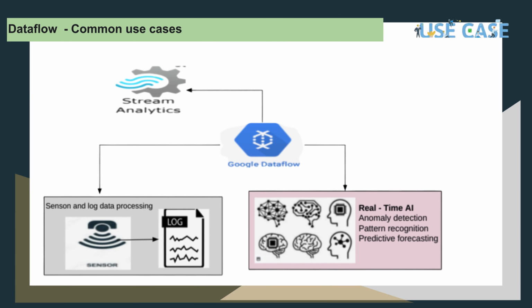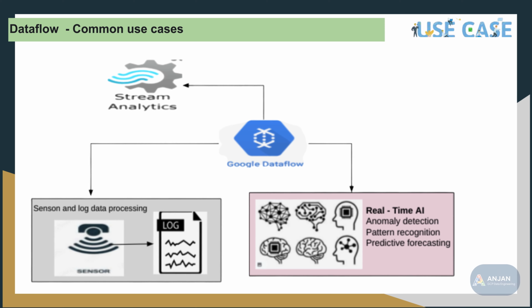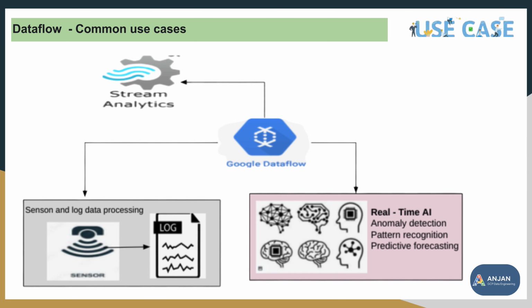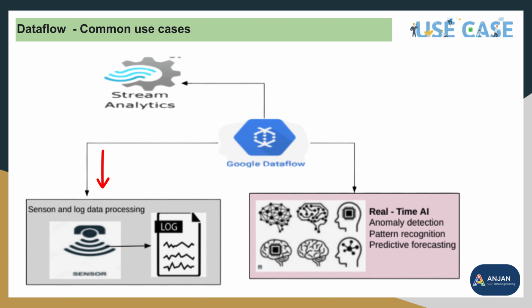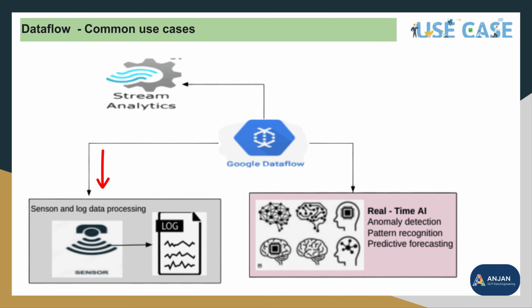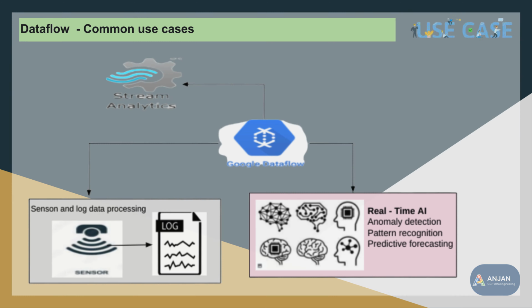These are some common use cases of Dataflow usage. Batch data processing use cases, for example log data processing and all common ETL use cases, in case of large dataset processing in a distributed parallel processing environment without infra management. Stream data processing use cases, for example processing sensor or GPS data for real-time analytics. Real-time AI for anomaly detection, pattern recognition and predictive forecasting. These are a few, but we can consider Dataflow for many other use cases.